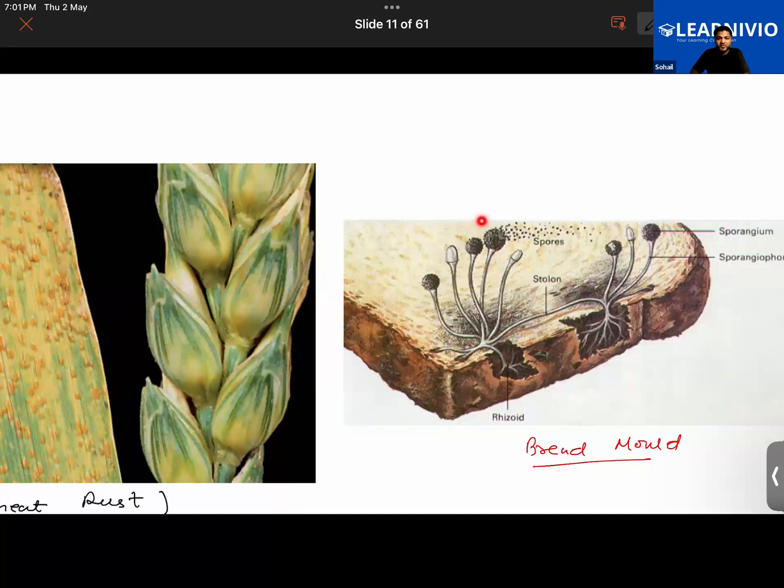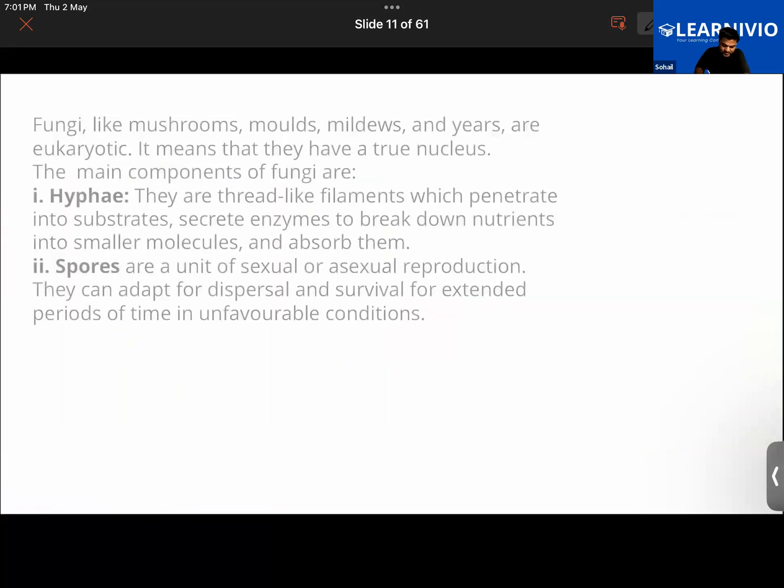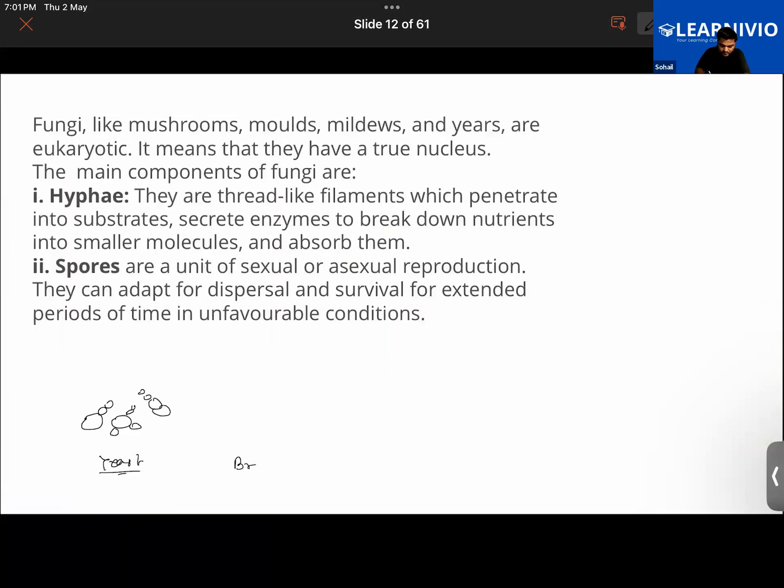This is the structure of a bread mold. We are going to discuss its structure in a moment. First of all, let me complete this drawing I'm trying to make. Bread mold will have a structure kind of like this.